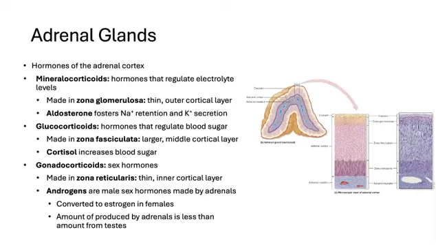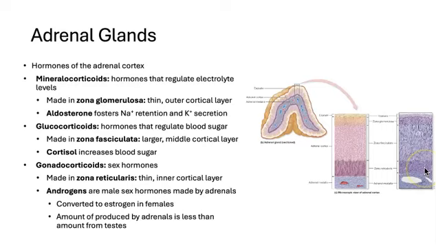And the main mineralocorticoid we need to know of is aldosterone, and that's going to be the one that is going to cause us to reabsorb sodium and allows for potassium excretion. The other group of hormones released is the glucocorticoids, and these help to regulate blood sugar. They're going to come from our zona fasciculata, and it is cortisol itself that is going to increase blood sugar. And then for our last layer, the zona reticularis, that is going to be responsible for synthesizing sex hormones.